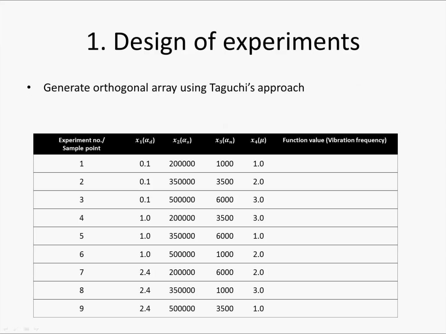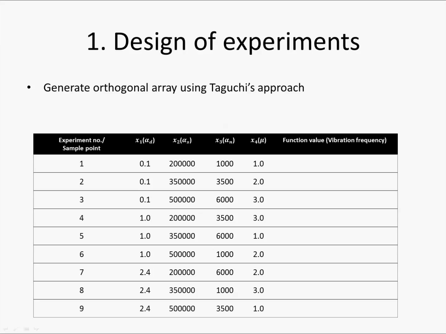The first step is to generate an orthogonal array using Taguchi's approach. I have 4 original design variables, x1, x2, x3, and x4. These stand for different parameters in my finite element model. Each variable has 3 different levels, so I have to construct 9 sample points to generate this orthogonal array.